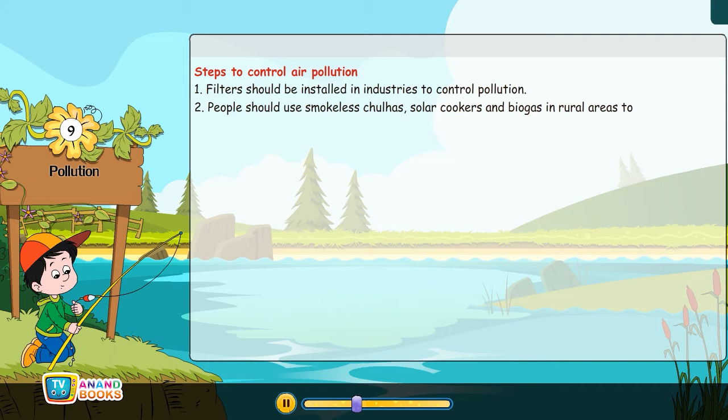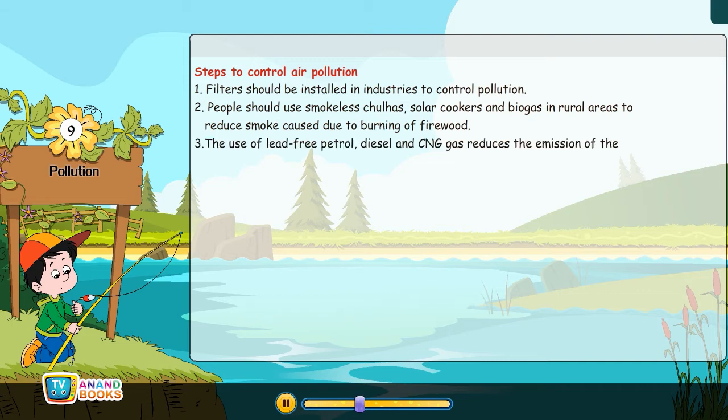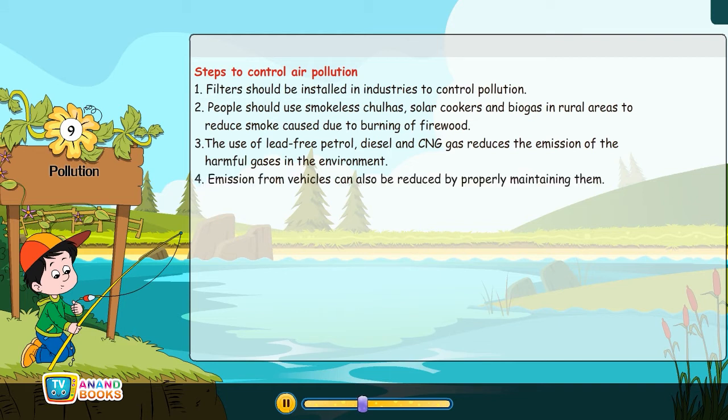People should use smokeless chulhas, solar cookers, and biogas in rural areas to reduce smoke caused due to burning of firewood. The use of lead-free petrol, diesel, and CNG gas reduces the emission of the harmful gases in the environment. Emission from vehicles can also be reduced by properly maintaining them. Reforestation also helps in reducing air pollution.